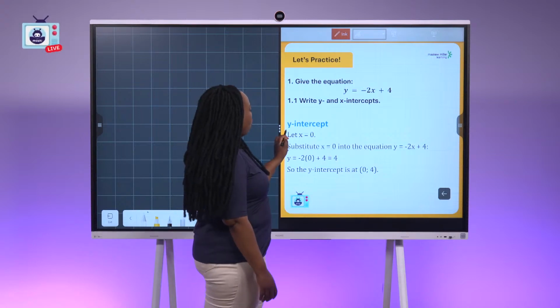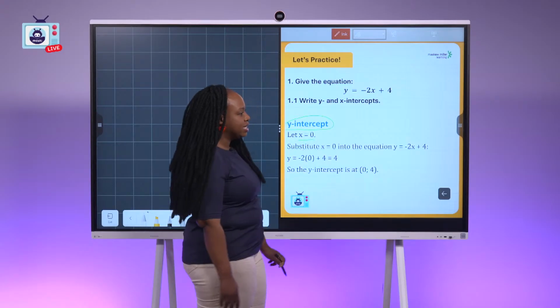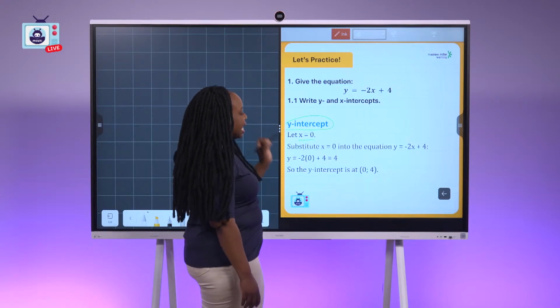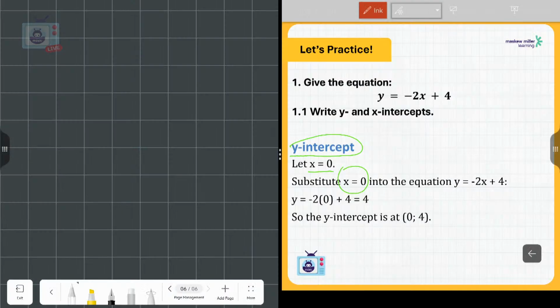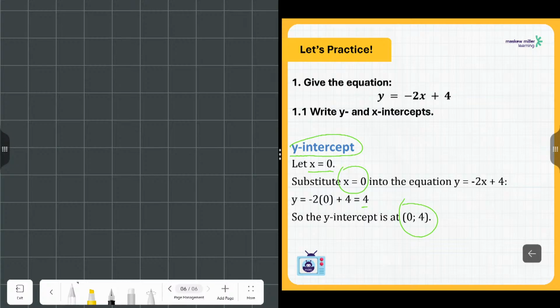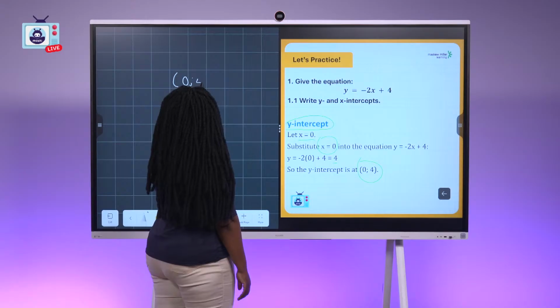So if I'm looking for the y-intercept like this one, therefore my x will be 0. Then when I do that, that simply means that every time I see x, I must just substitute it by 0. When I do that, my y value will be equal to 4. Do you see? So that is my y-intercept coordinate, which is (0, 4). Easy, right? We do the same with our x. So we know that our first coordinate is (0, 4).